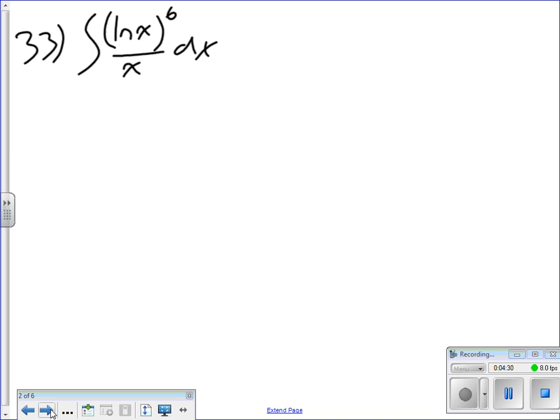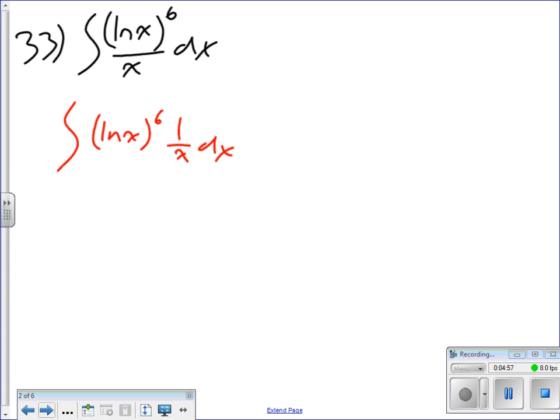But if I stop and look at this, I go, wait a minute. This is the integral of the natural log of x to the 6th power times 1 over x dx. If you can see that, those two being the same thing, it makes your decision for what your u is very simple.